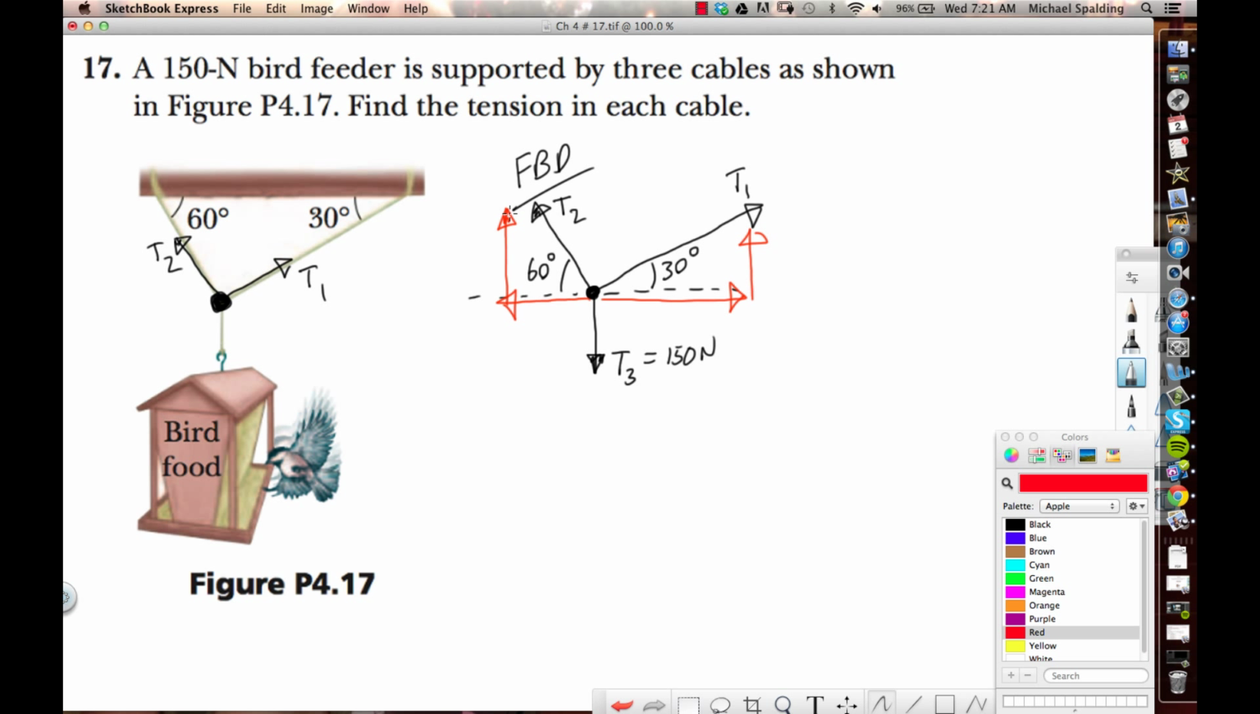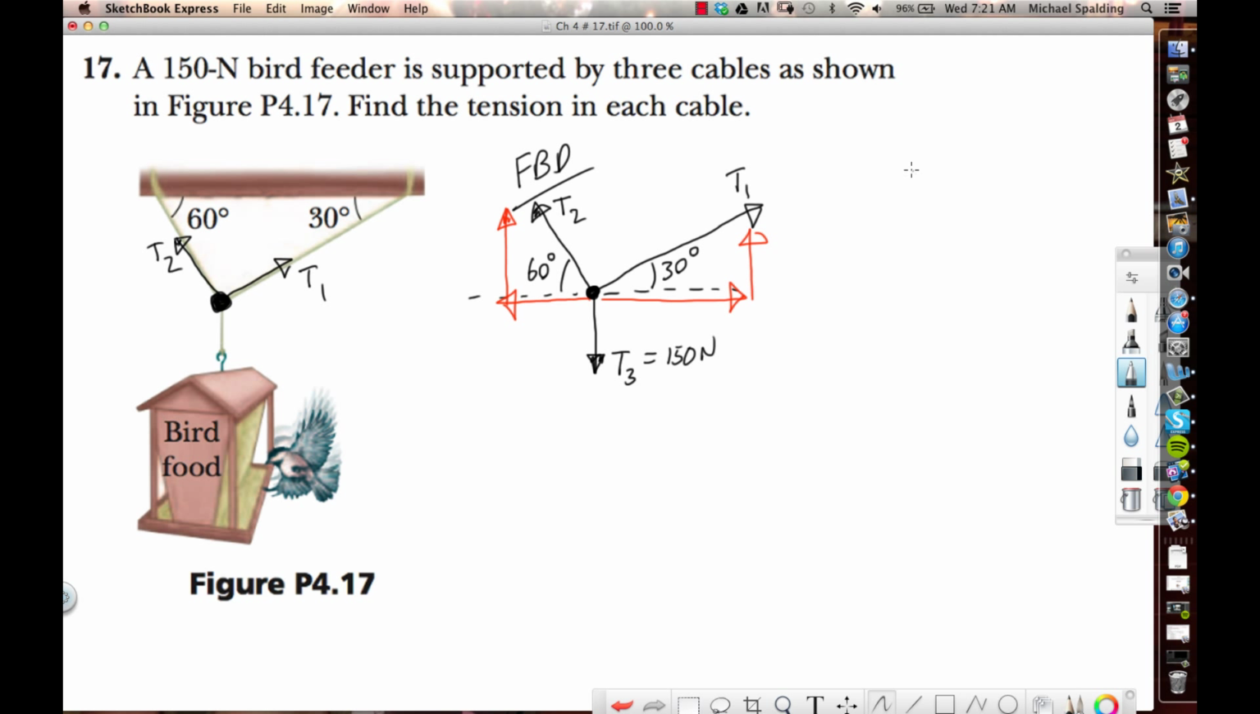So just so you understand the big picture here, is this bird feeder accelerating? Nope. So what must be happening to the forces in the X direction and the Y direction? If there's no acceleration, because look, this chapter is all about Newton's second law. What does Newton's second law tell us? Net force equals what?